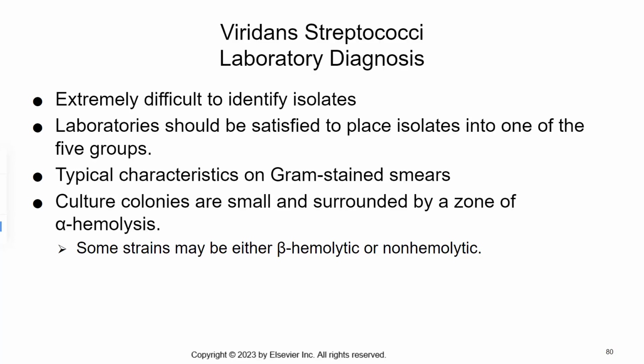It's extremely difficult to identify isolates in the laboratory. Laboratories should be satisfied to place isolates in one of the 5 groups. Typical characteristics on gram stain smears: there are some plates on the MicroScan that you can use. There's a strep-specific plate that can differentiate different types of streptococci.